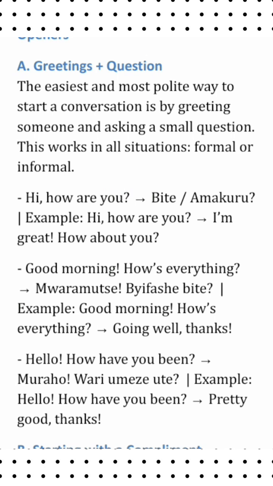Another example is, hello, how have you been? Mulaho, mumeze mute. So that's an example. Somebody can answer, oh, pretty good, thanks. Oh, nimeze neza nta kibazo, urakoze. So ni urugero rw'ibintu ushobora kuba wakoresha mu gihe uri kusuhuza umuntu cyangwa mu gihe uhuye n'umuntu ugatangiza ikiganiro ariko umuntu akumva ari comfortable ndetse akakubonamo confidence.